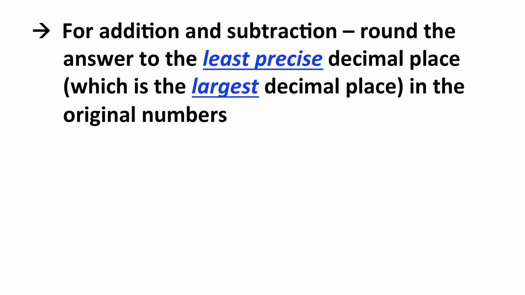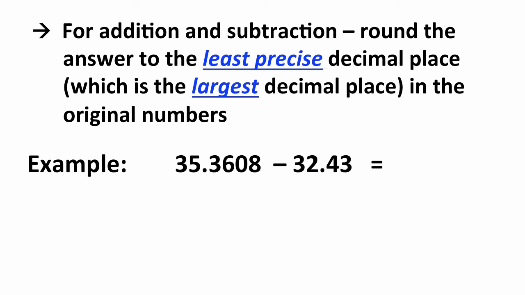Now, if we're adding or subtracting, we're again rounding the answer to the least precise, but for adding and subtracting, this corresponds to decimal place. And the least precise decimal place corresponds to the largest decimal place in the original numbers. For example, tenths are less precise than hundredths. Hundredths are less precise than thousandths. Thousandths are less precise than 10,000ths, and so on.